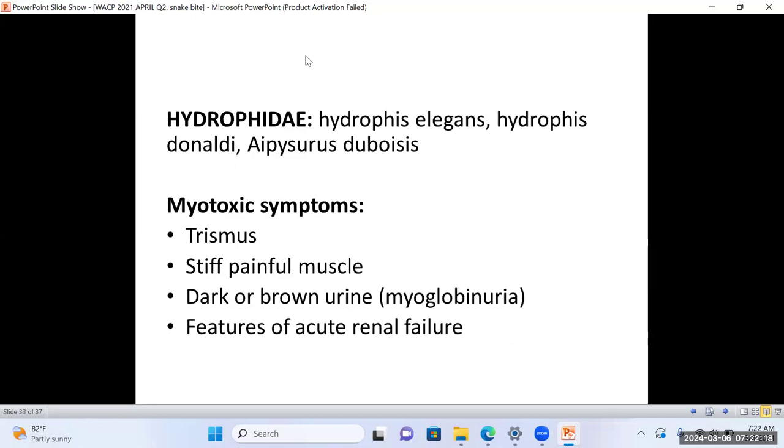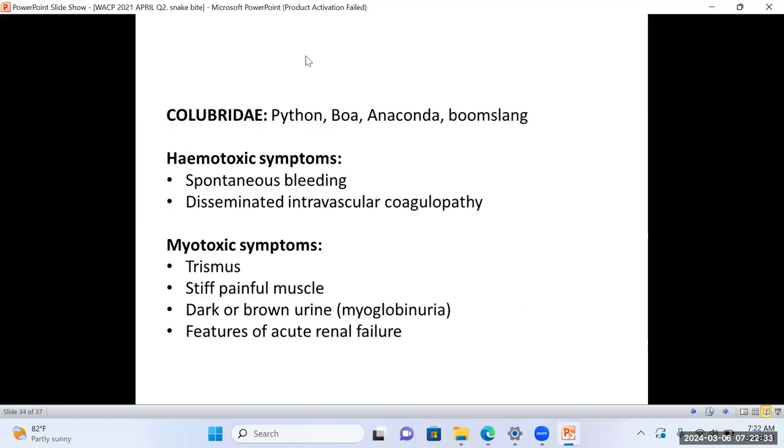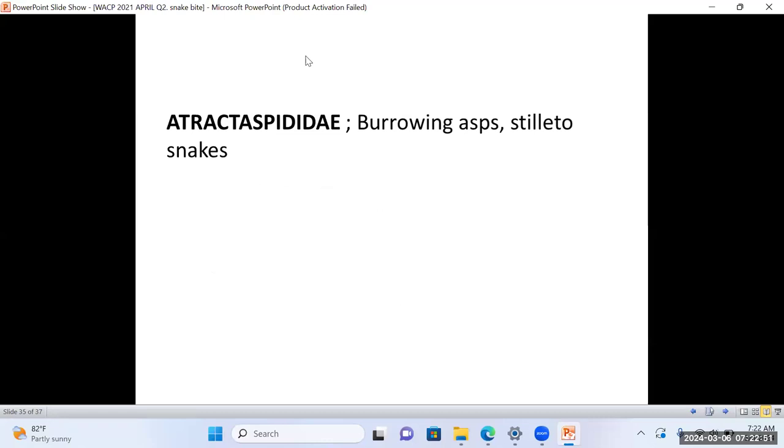Now the Hydrophiidae, examples are Hydrophis elegans, Hydrophis donaldi. They are water snakes. They are predominantly myotoxic, so they have more of the myotoxins. They can cause trismus, stiff, painful muscles. They can cause renal compromise. For the Colubridae, an example is the boomslang. The boomslang is venomous. However, the python, the boa, and the anaconda are non-venomous, and they are more constrictor snakes. The venomous snakes here have hematotoxic properties and myotoxic properties. The Atractaspididae are the burrowing asps and stiletto snakes.